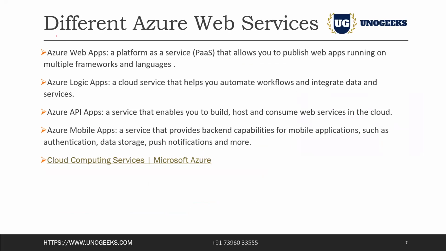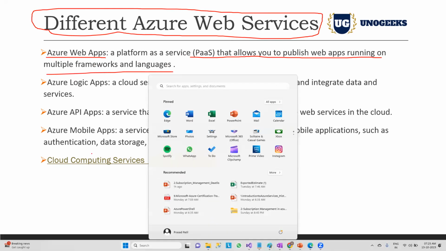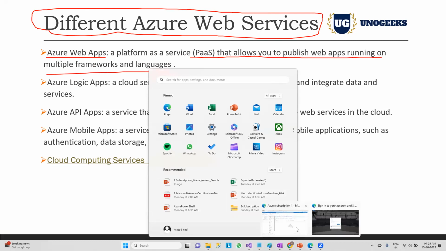Now, I'll talk about different Azure web services available in the Azure portal. So, Azure web apps. Azure web app is one of the PaaS environments. It allows you to publish apps running on multiple frameworks and languages. So what do you mean by Azure App Service? Let me show you what an app service is.